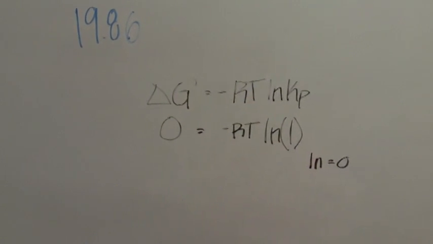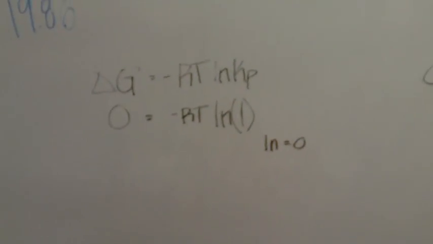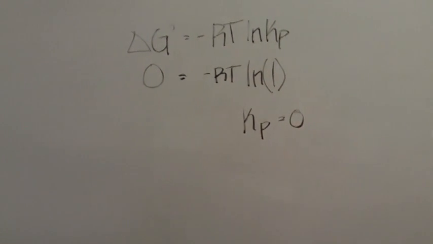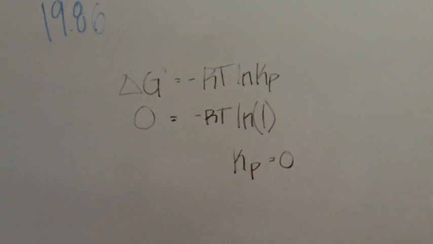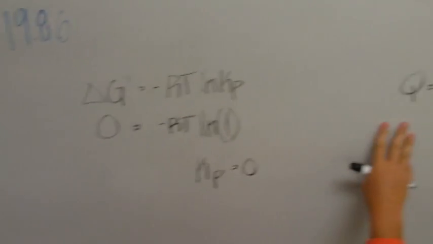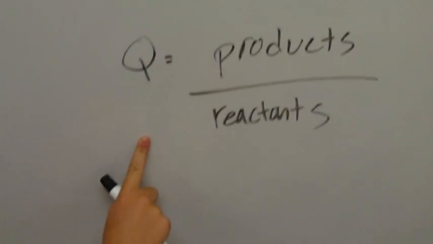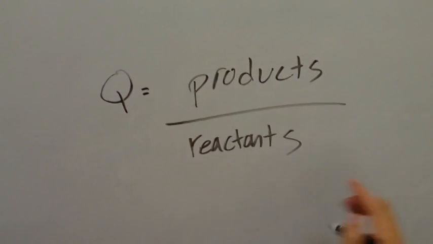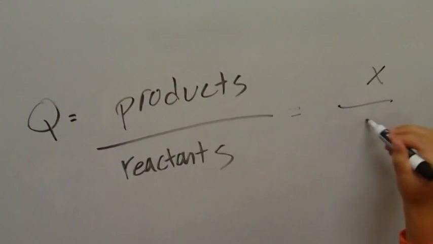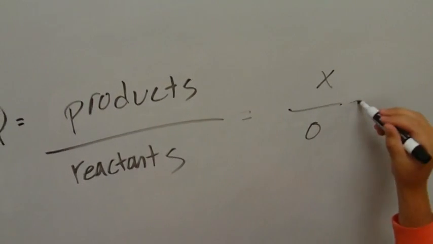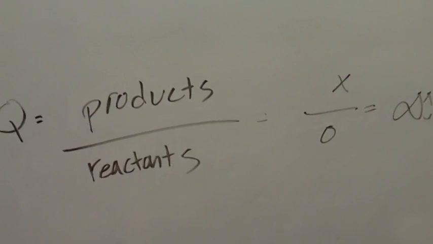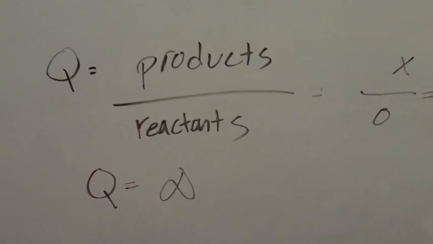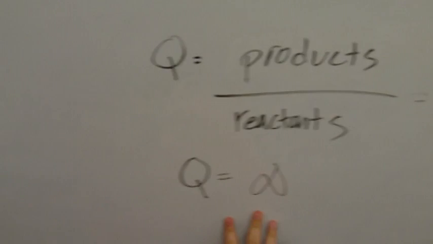What I'm trying to say is Kp is equal to 1. That's what's understood from that part. And then when we're looking at the Q value, if we're starting off with pure products, then that's suggesting that we don't have any reactants. And so when you divide something out, any number over 0, it actually goes to infinity. So Q is equal to infinity, which is really, really big. So Kp is equal to 1, Q is equal to infinity.